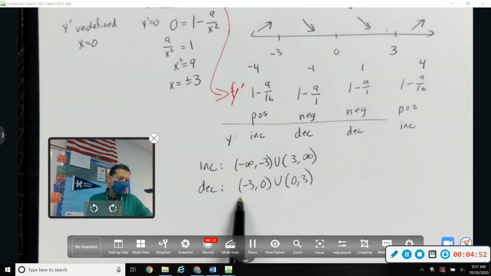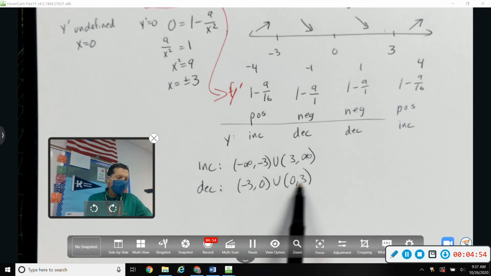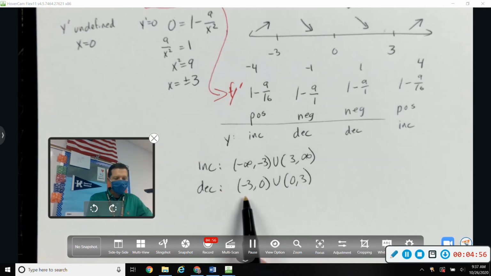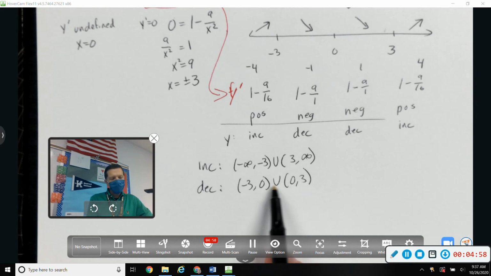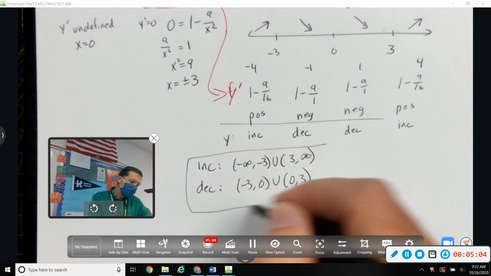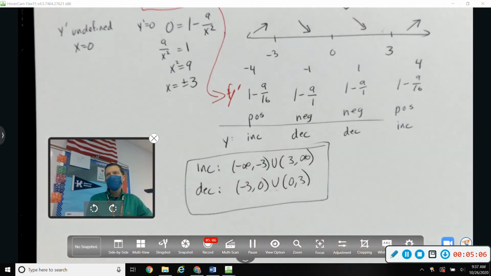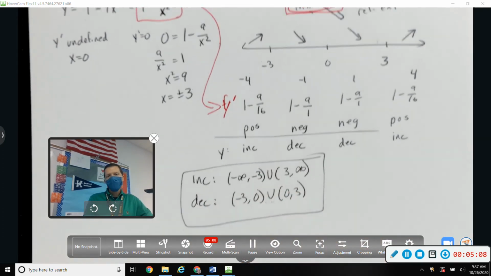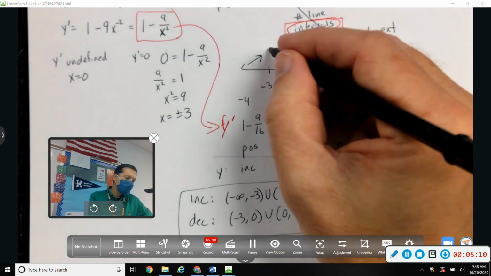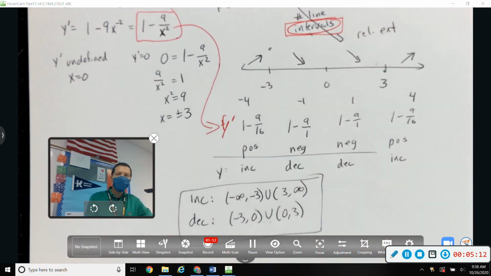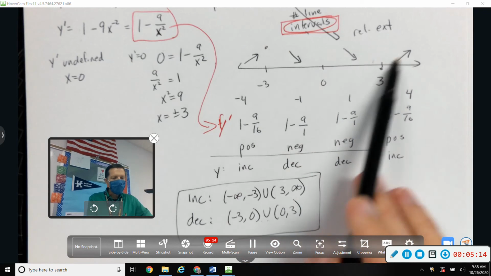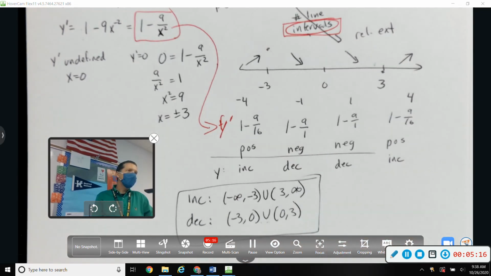Another way to say this would be, if this graph was continuous, then I could just say negative 3 to 3. But something weird is going on at 0, probably an asymptote of some sort. So I need to break it up. So there's my decreasing and increasing intervals. Again, it naturally leads to discussions of maximums and minimums, but that's not really what the problem asks.